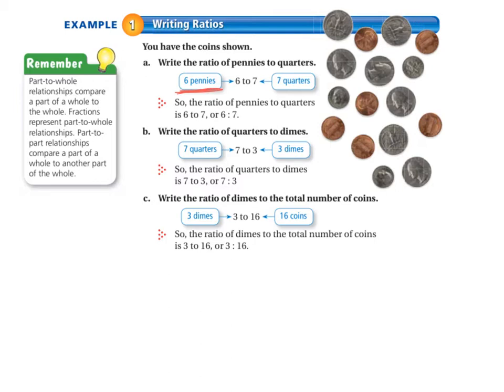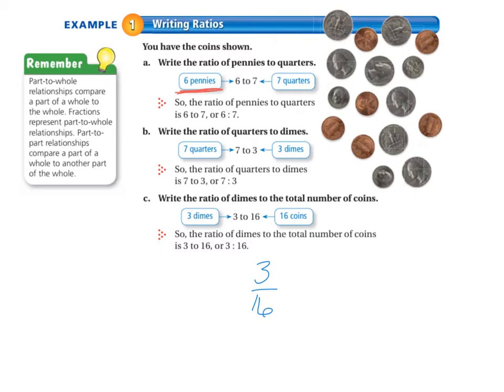Write the ratio of dimes to total coins. So again, dimes is still just 3, but then when it says total coins, what I need to do is take them all and add them all together, or I could just count for total: 1, 2, 3, 4, 5, 6, 7, 8, 9, 10, 11, 12, 13, 14, 15, 16. So the ratio is going to be 3 to 16, or you could write the word to or the colon.